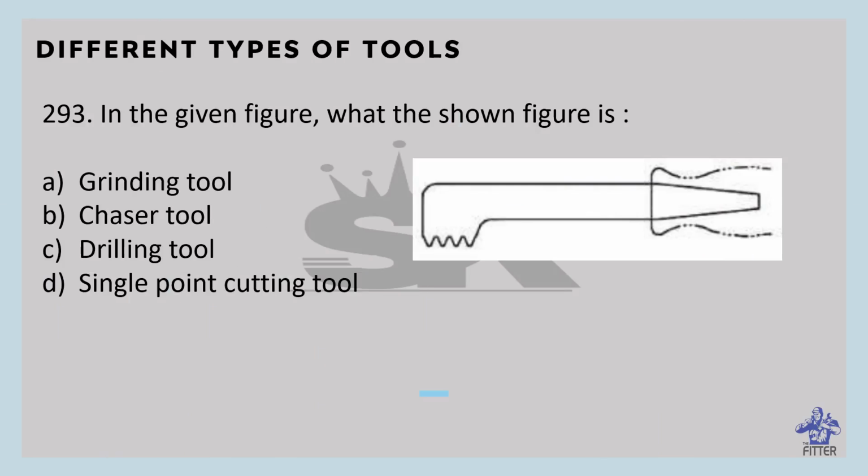What is the shown figure? This is a chaser tool. It is a multi-point cutting tool which is used to cut V threads. It is of two types, hand chaser and machine chaser. Hand chaser is used for cleaning the threads of any bolt, etc., and for finishing of threads. Machine chaser is used to cut threads on capstan, turret or automatic machines.